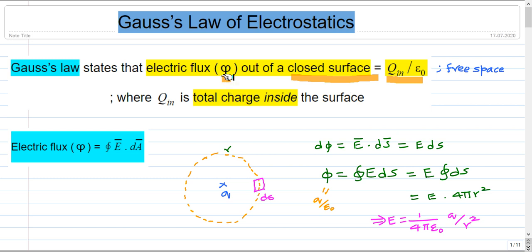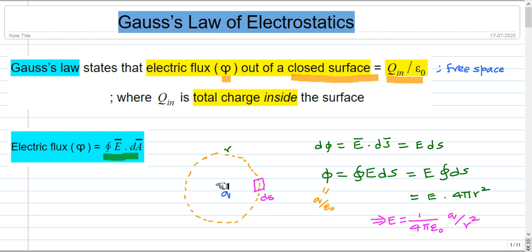The electric flux coming out of the closed surface is given as the integral of E dot dA. This integration is over a closed surface, and the closed surface is indicated by a small circle on the integral sign. E is the electric field vector and dA is the elemental area vector.